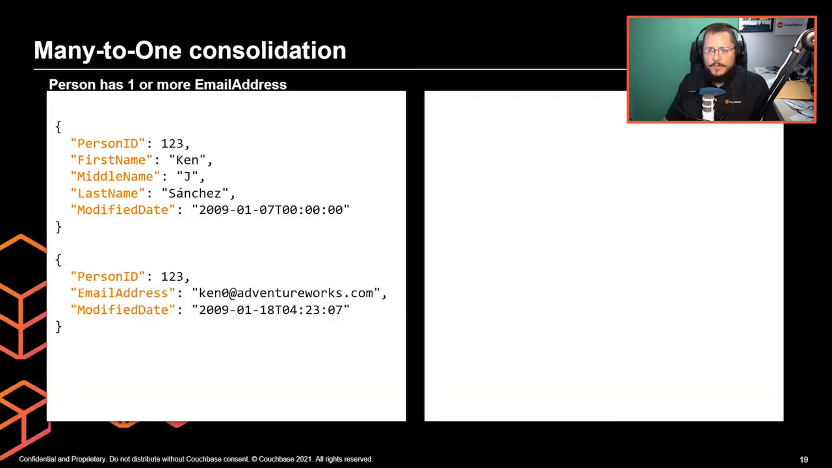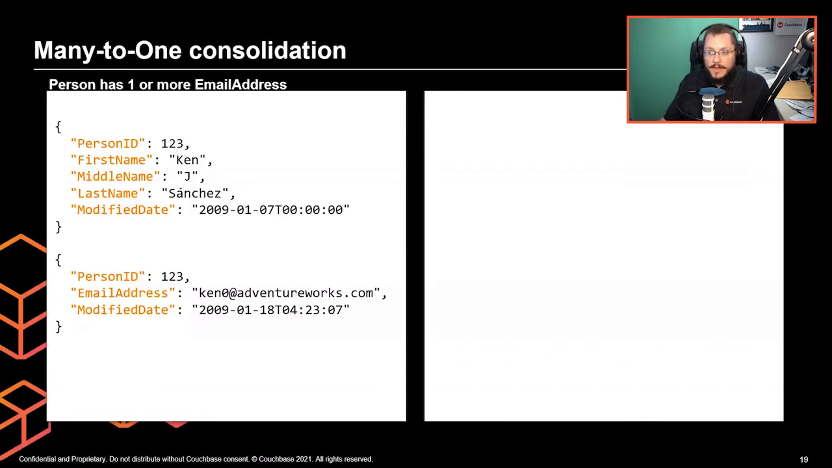So let's say we have a many-to-one relationship in our relational style data. In this case, we have a person record, and that person can have one or more email addresses. In this case, just the one, but they could have 2 or 3 or 4, whatever. So when I copy the data from relational to Couchbase, it stays in this relational style format. So person is a single document, and person can have multiple email addresses, so multiple email address documents.